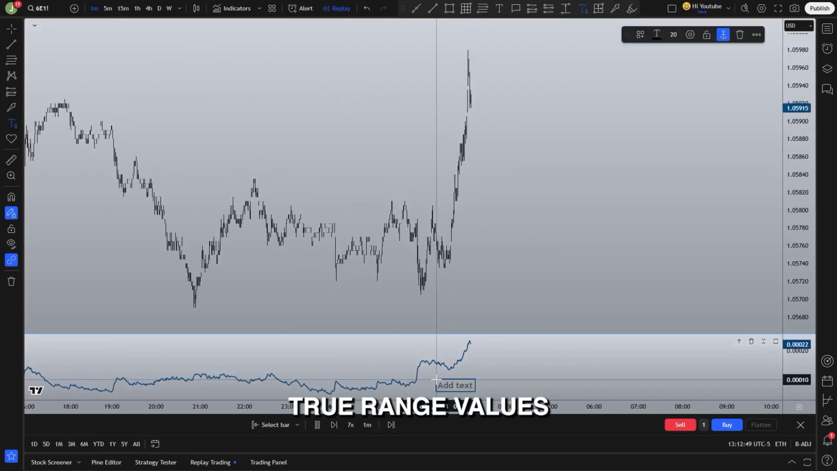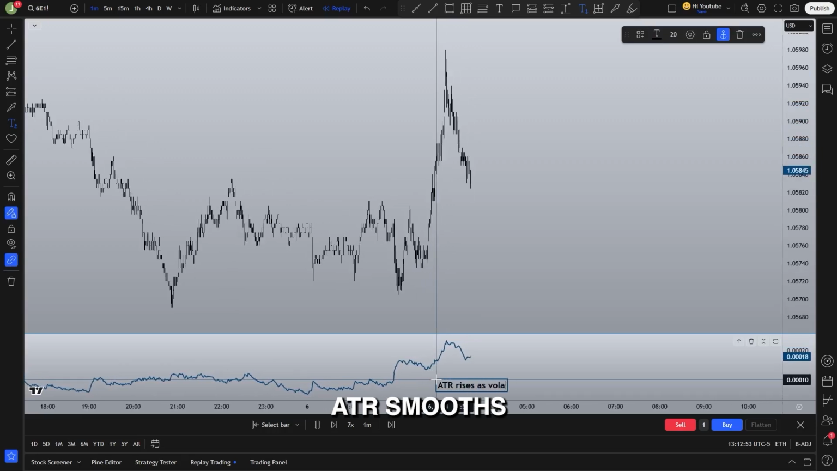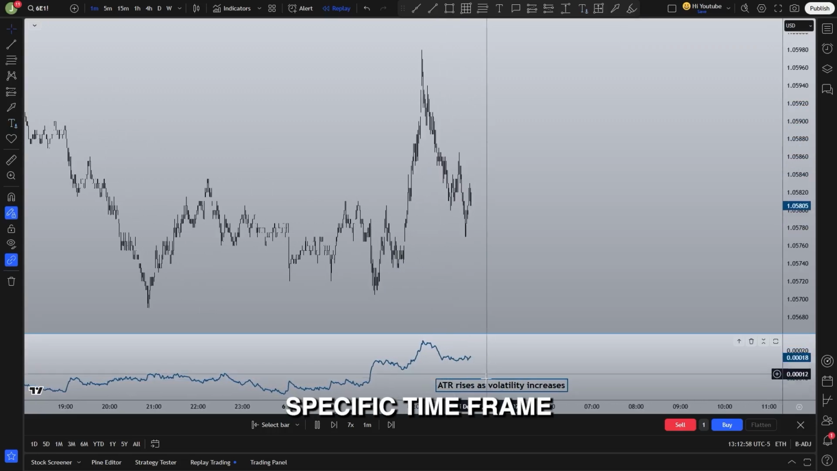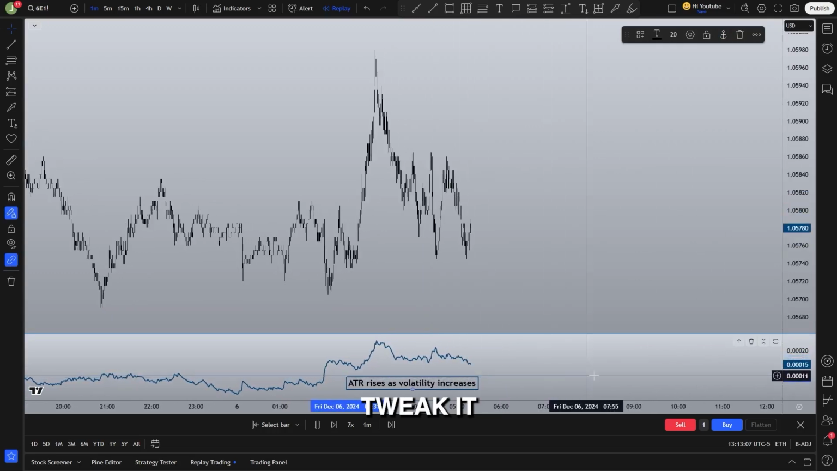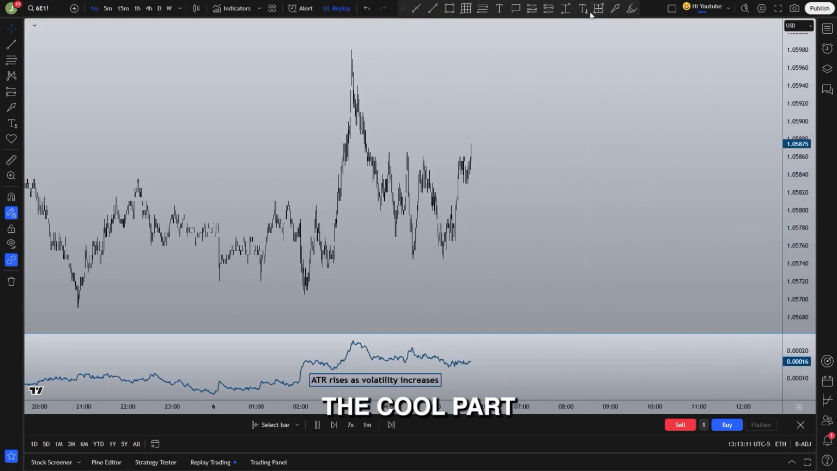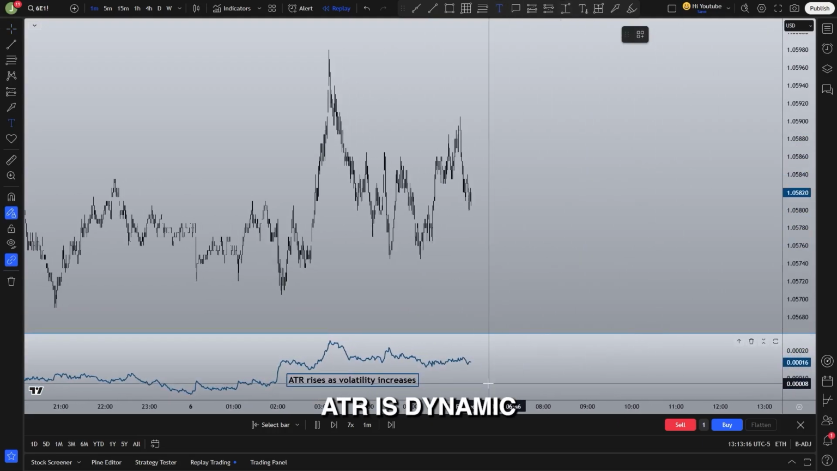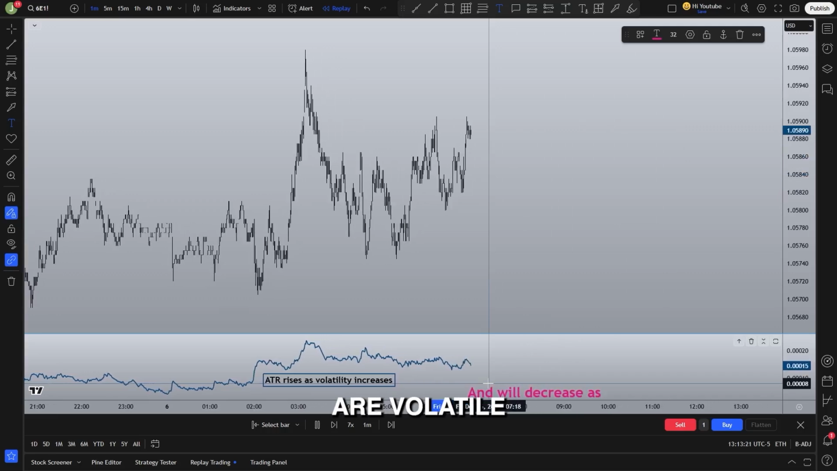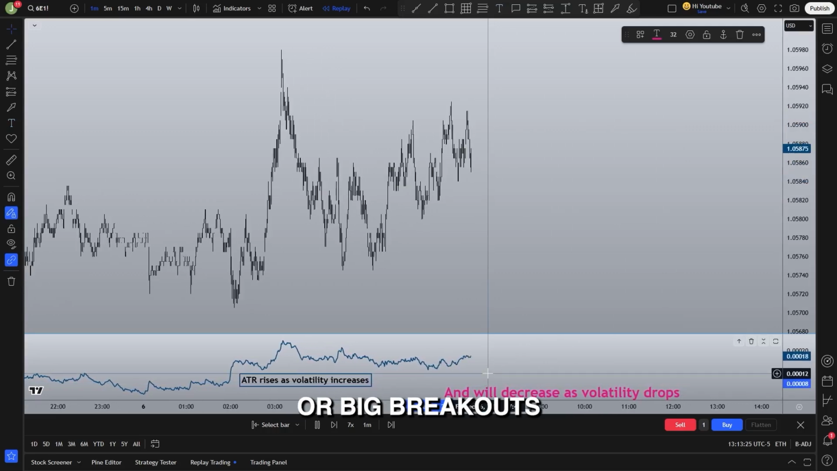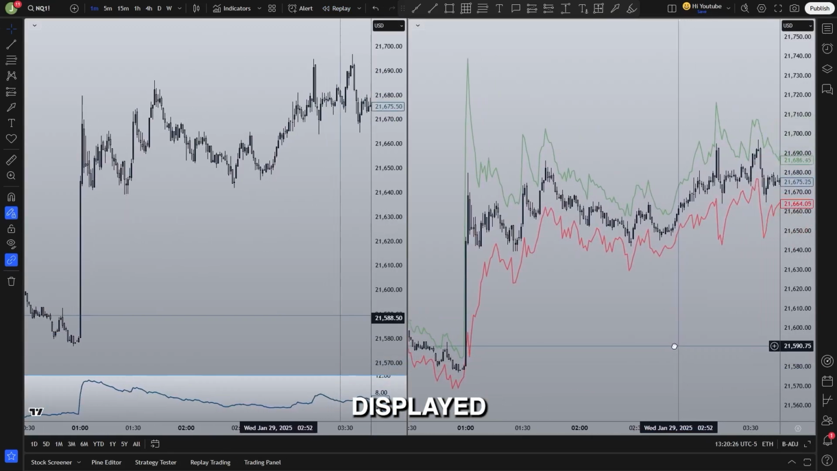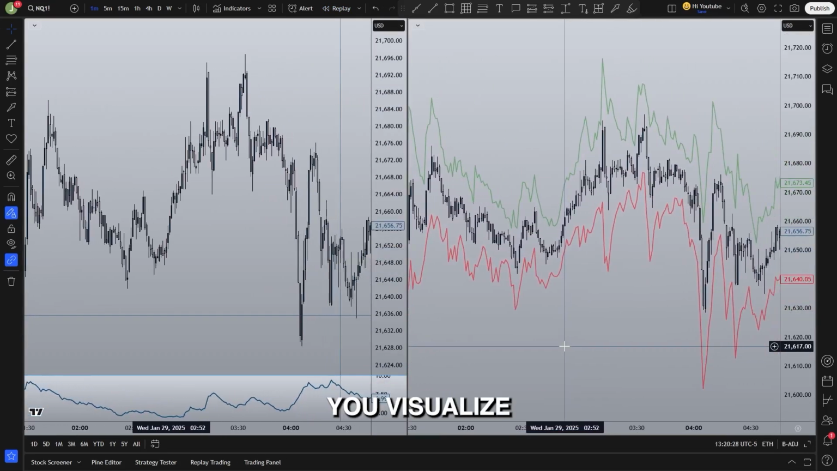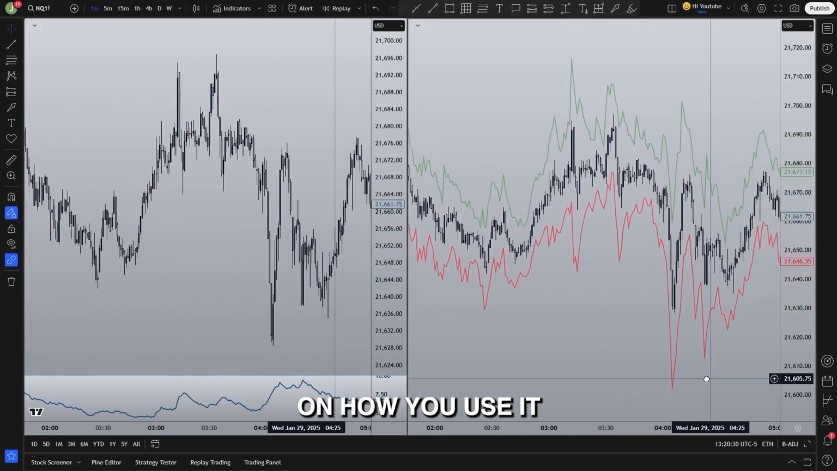Once we have those true range values for each period, ATR smooths them out by averaging them over a specific time frame. This is what I mentioned before is default set to 14 periods, but you can tweak it depending on your trading style. And here's the cool part. Because it's averaging out the volatility, ATR is dynamic. It grows when markets are volatile, like during major news events or big breakouts, and shrinks when markets are quiet, like during consolidation. ATR is typically displayed in one of two styles, and the way you visualize it can have a big impact on how you use it in your trading.